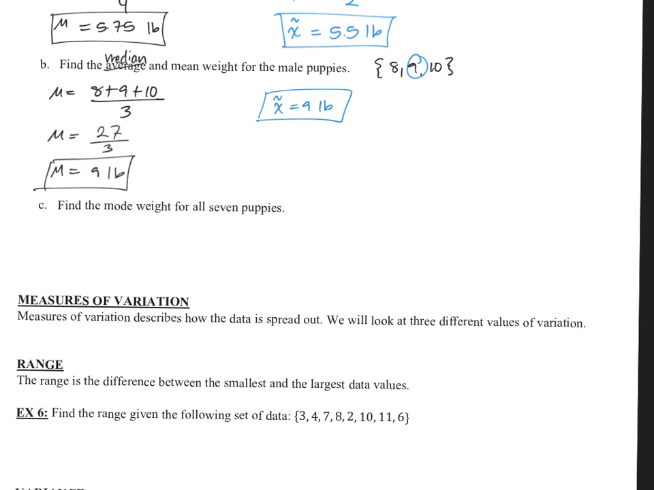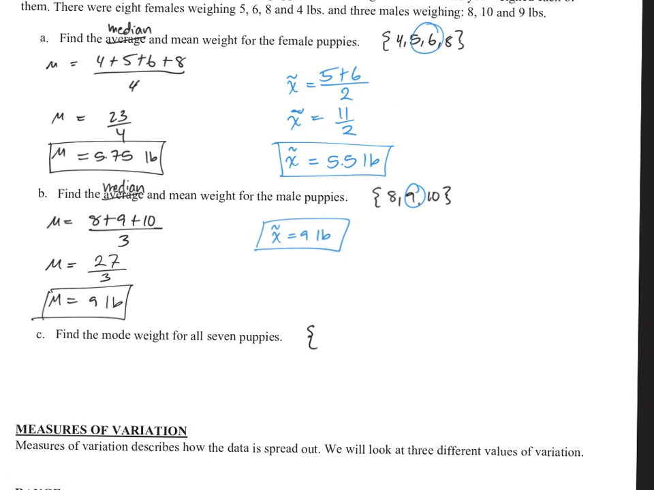Okay, find the mode weight for all 7 puppies. I'm going to copy down the female weights and then put in the male weights at the same time. Looking at these, I notice the only time we see a double is with the 8. So we do have a mode. The mode weight is 8 pounds.